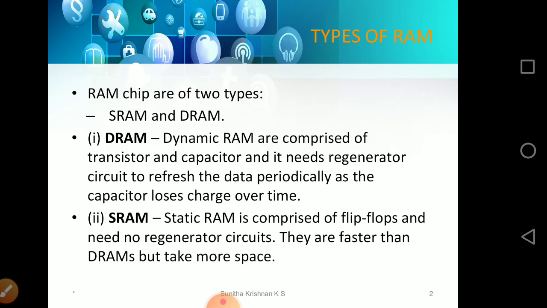Also, SRAM takes more space to store the same data that is stored in less space in DRAM. But DRAM is having more circuitry, and SRAM is faster than DRAM.